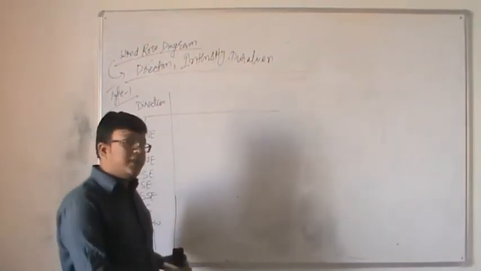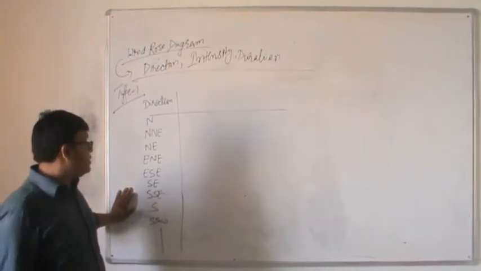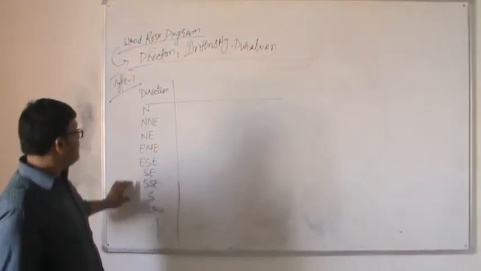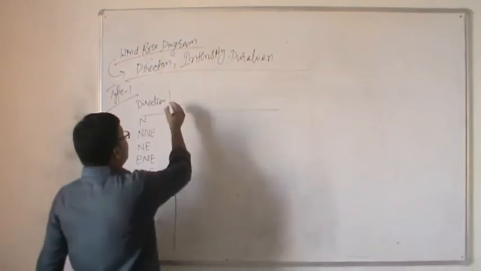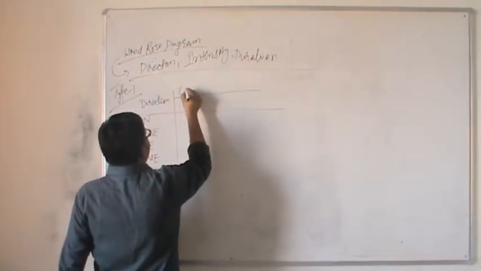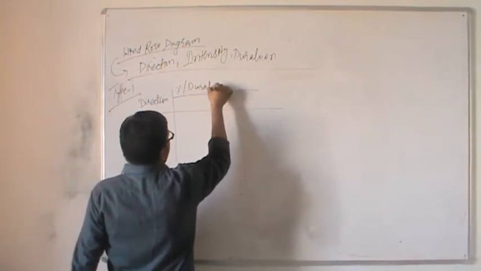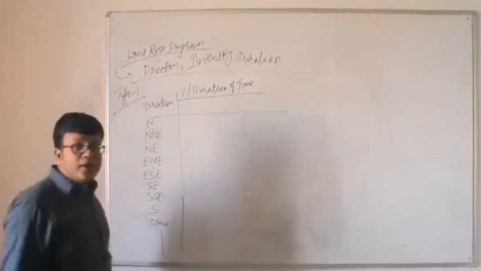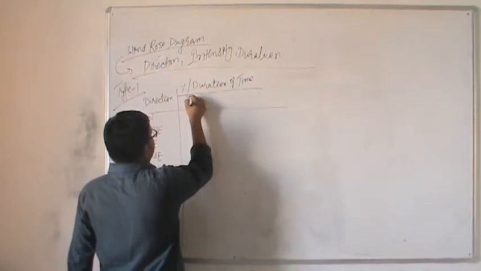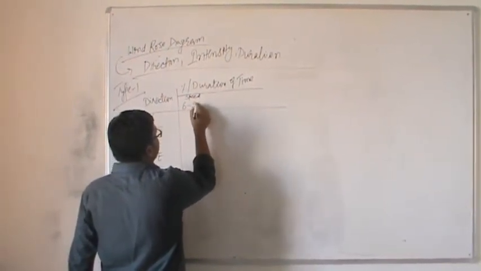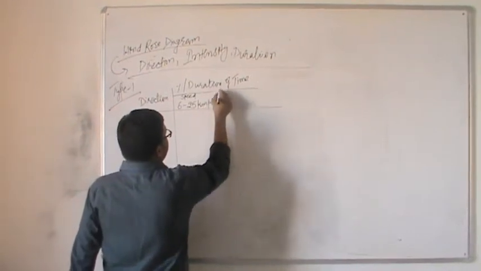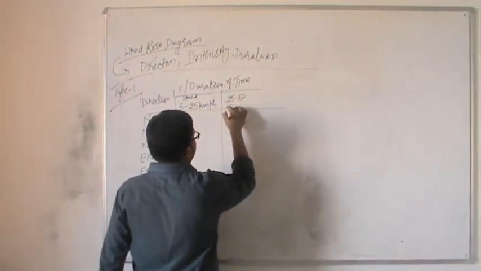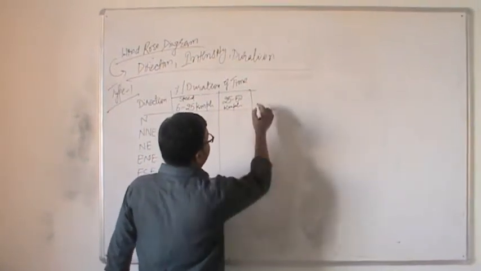As we have discussed, how to divide into 16 parts, and we have seen which radial direction has what name to be given. Accordingly, we have to write all the 16 directions here. Here we have to write the percentage for division of time or duration of time. It will be divided according to the speeds. That is, first is 6 to 25 kmph, then you can take 25 to 50 kmph, and the last one is 50 to 80 or greater than 50.